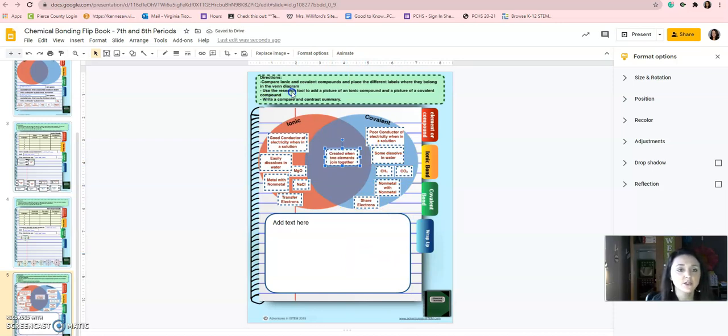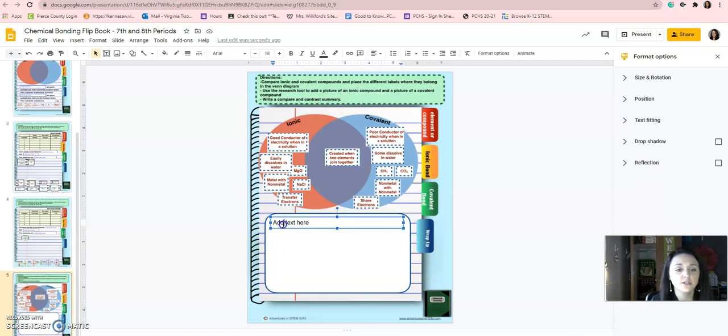So now it says use the research tool to add a picture of an ionic compound and a picture of a covalent compound and write a summary. So what I want you to do here is summarize what you put here and here. So ionic bonds, and then write what you think. Covalent bonds, and then write what you think. And then you're going to insert a picture of an ionic and covalent bond. Okay? If you can't find the picture, that is fine. Just be sure you really have this summary. Okay?